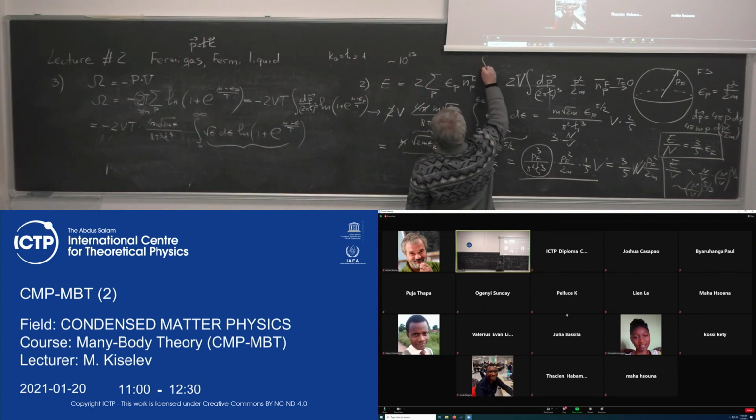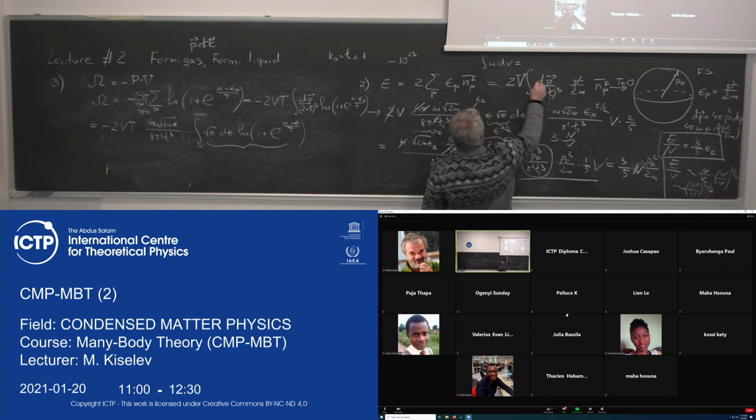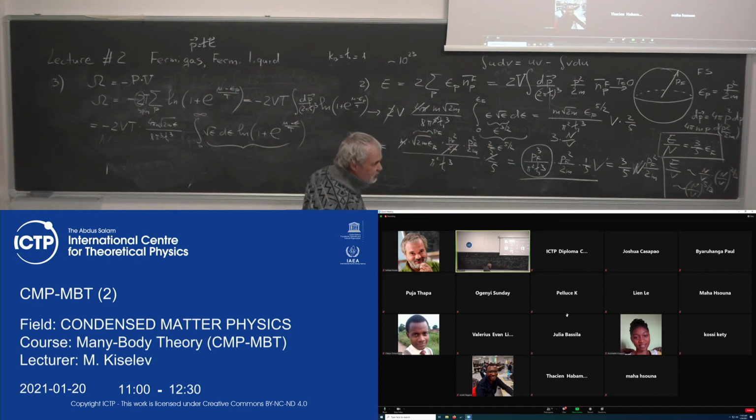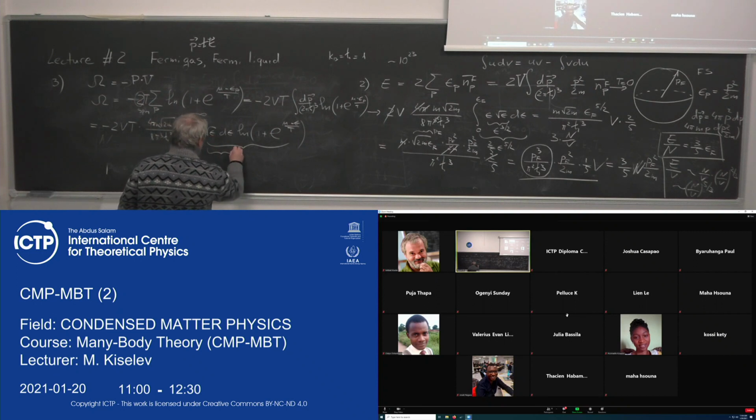If we have the integral of u dv, it is equal to uv minus the integral of v du. Why do I evaluate this integral by parts? Because if I take the derivative of the log, I will get the Fermi distribution function, which will then relate my integral to the integral which I have already calculated. So this is d epsilon to the power 3/2 times 2/3. So this is dv, and this is u.